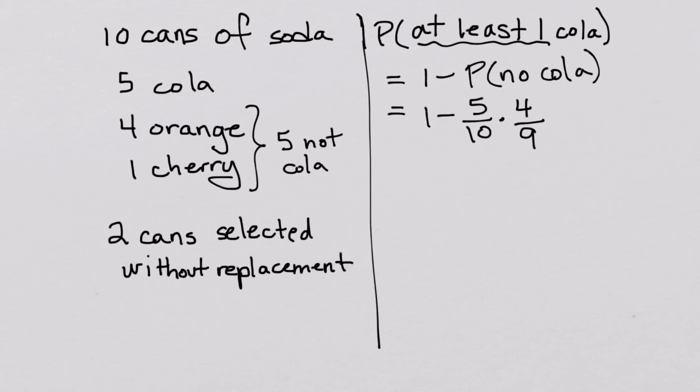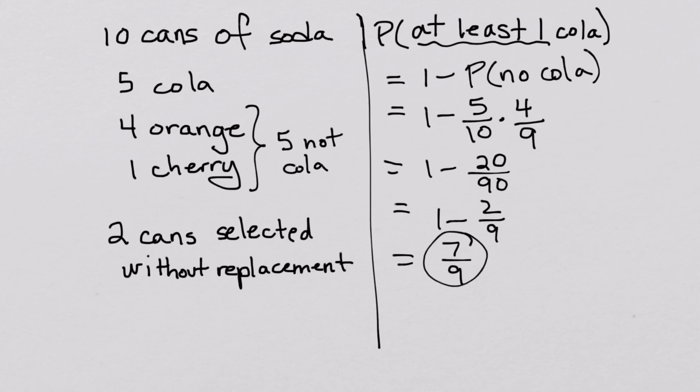Since none at all is the opposite of at least 1, that's why we're using the 1 minus. This is the complement. So, I do 1 minus, and 5 times 4 is 20, 10 times 9 is 90, and I can simplify that to 1 minus 2/9, and 1 minus 2/9 is 7/9, and that is the final answer to the problem.